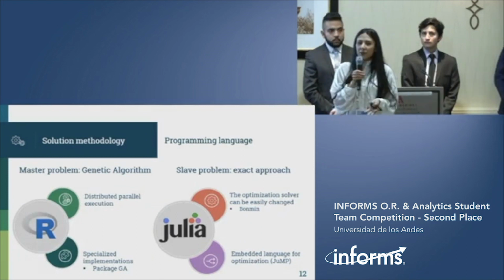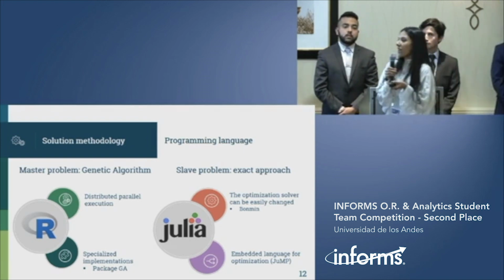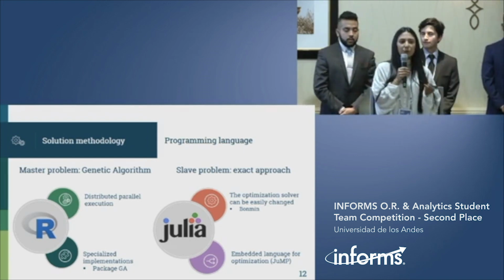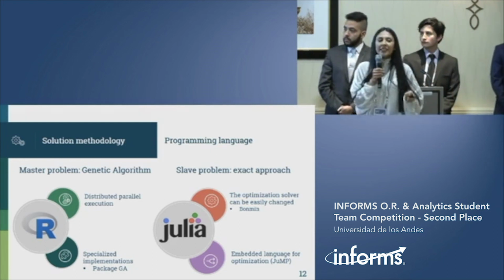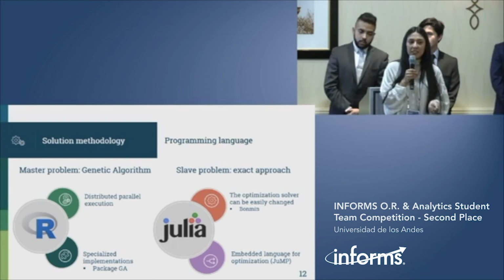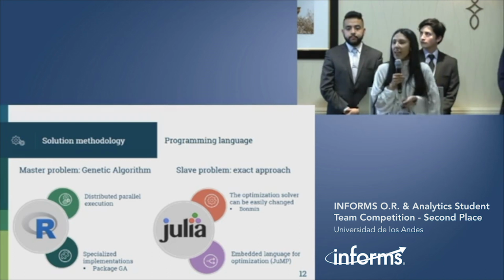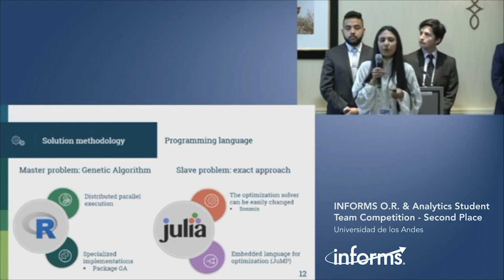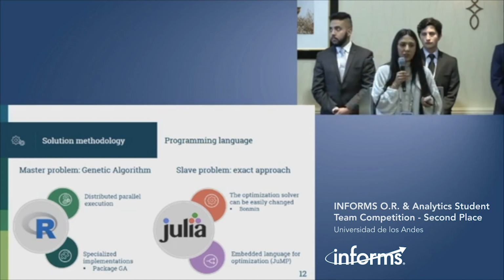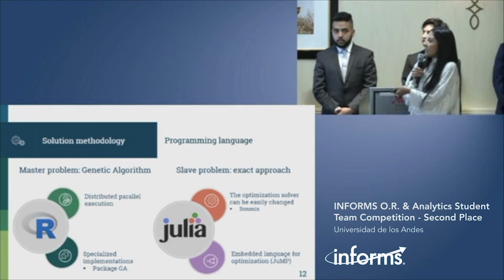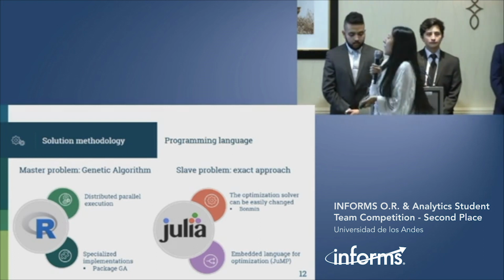In terms of the programming language, for the master problem, we used R. We used R because it's an open source tool and also because it has many packages that perform a wide range of tasks. For example, it has a package that we used called GA that has functions for optimization using genetic algorithms. Therefore, it was very useful for our implementation. Also, this package allows us to parallelize the genetic algorithm, and so it can find a good solution in less time.